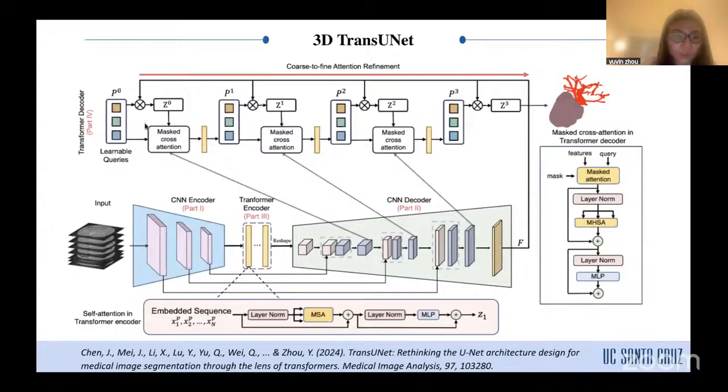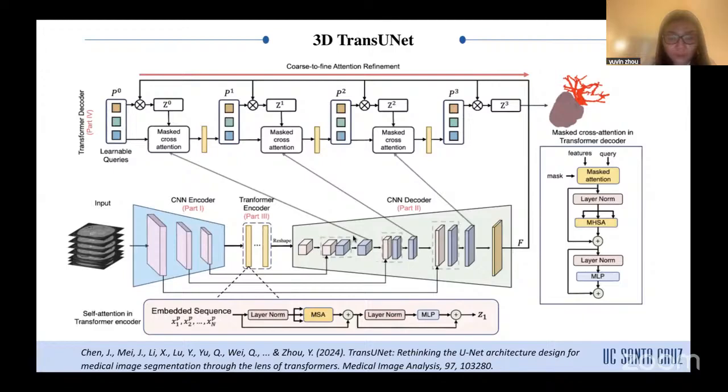Now, the difference is that we're now also integrating a transformer-based decoder to combine with the CNN decoder. As you can see, the transformer decoder basically feeds a set of learnable queries and tries to match each query to a different class map. So this is basically what we have done.